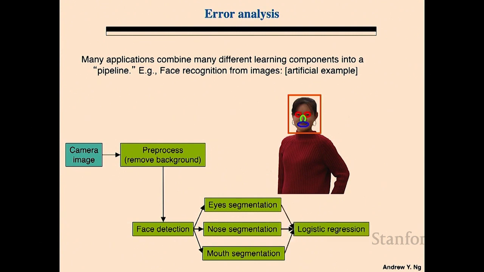And then feed these features into some other algorithm, say logistic regression, that finally outputs a label that says, is this the person that you're authorized to open the door for?